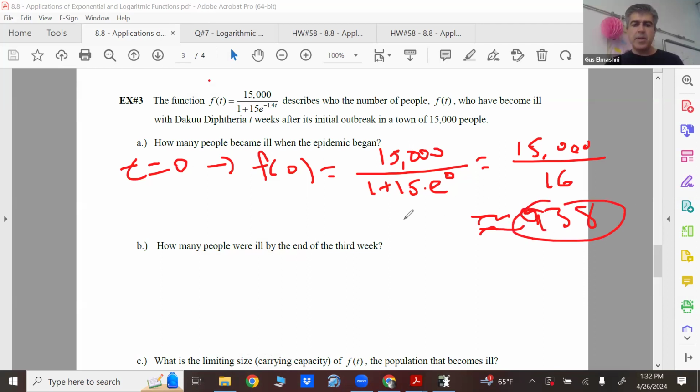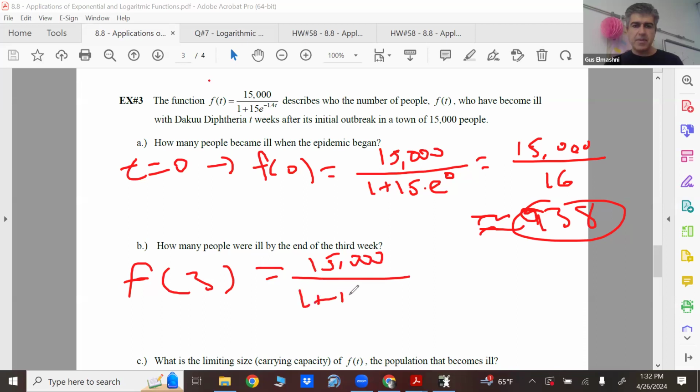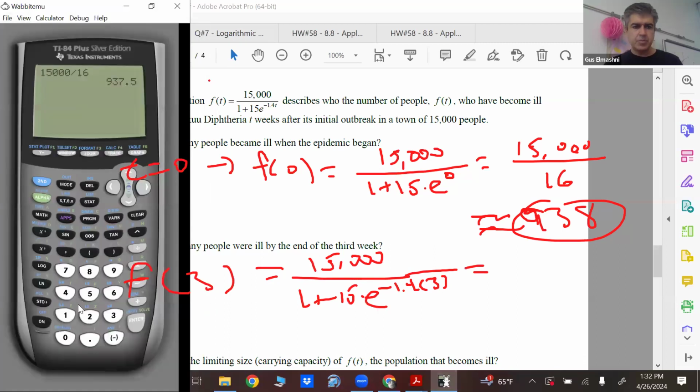Now, how many people were ill by the end of the 3rd week? And this is in terms of weeks, right? Yeah. So you want F of 3. So you've got to plug that in. 15,000 over 1 plus 15 times e^(negative 1.4 times 3). That's easy, right? And let me go back to the calculator.